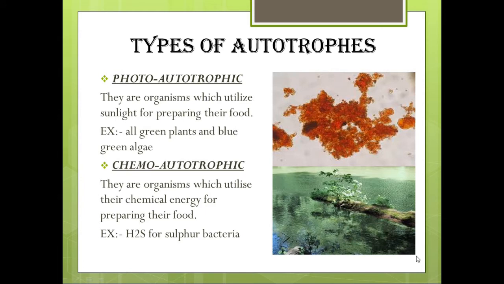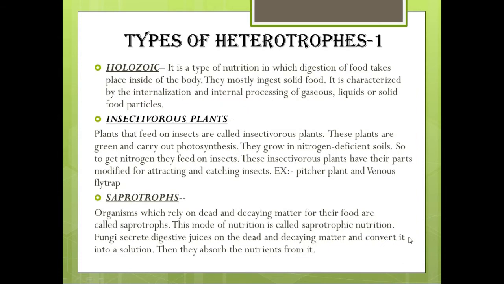Next is types of autotrophs. There are two types of autotrophs: photoautotrophic and chemoautotrophic. In photoautotrophic, plants use the sunlight for preparing their food. Examples are green algae and green plants. But in chemoautotrophic, organisms utilize chemical energy for preparing food, like H2S, sulfur bacteria.